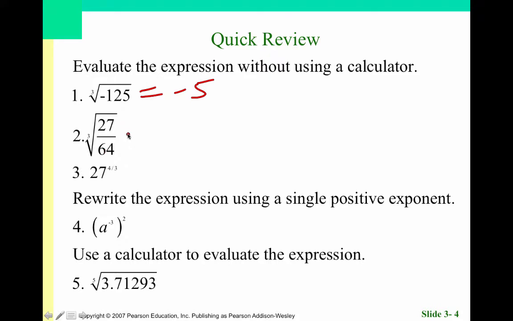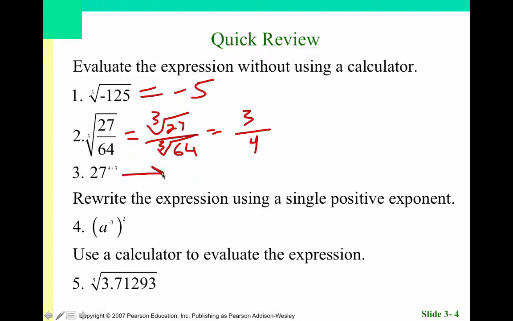Much like square roots, you can take the cube root of the top and the cube root of the bottom separately. What do you multiply together 3 times to get 27? 3. What do you multiply together 3 times to get 64? 4. So it would be 3/4.